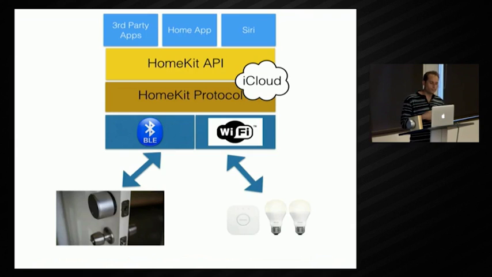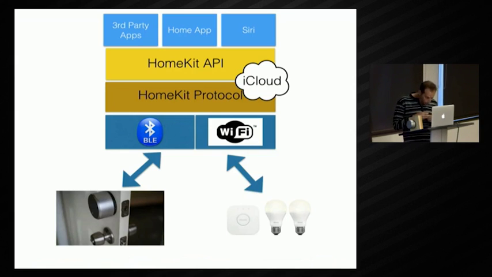Using HomeKit requires iCloud and iCloud Keychain, and that's how the home data is shared. Below that, there's the HomeKit protocol, which communicates to devices. Right now, it communicates over BLE, Bluetooth Low Energy, to devices that require batteries and don't have plugs, like the August Smart Lock, and Wi-Fi or Ethernet to other kinds of devices.